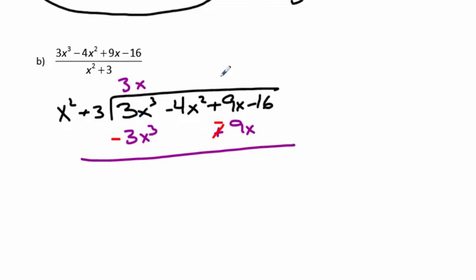3x cubed minus 3x cubed is 0. Bring down the next term, negative 4x squared. Now 9x minus 9x is 0. Bring down the next term.